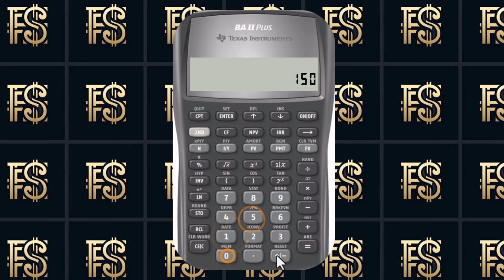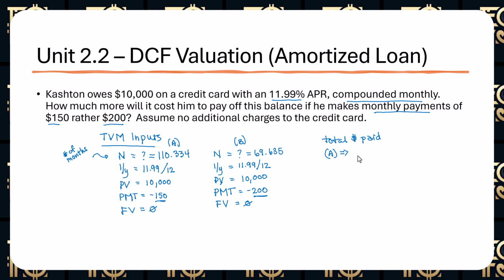I'm going to take the original payment of $150, recompute the N so that we have all of the decimals there. That's the 110.3337541. I'm going to multiply that number by 150. This is an approximation here. And we can see that under scenario A, he would pay $16,550.06 in total.